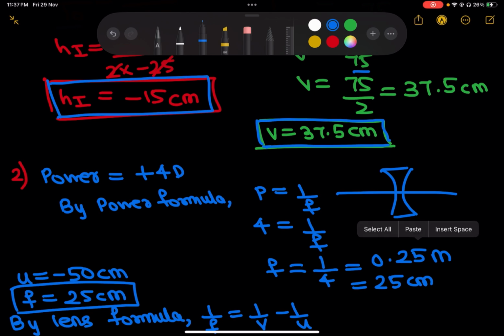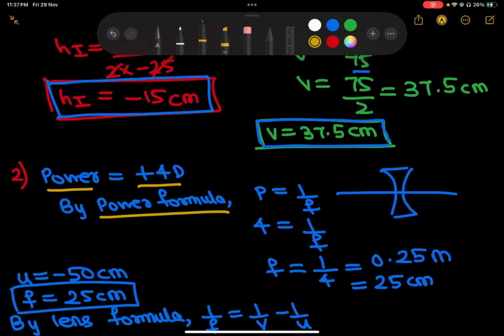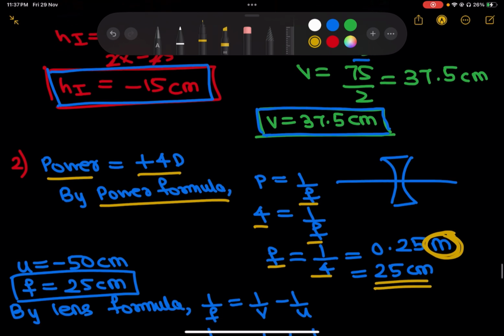Let's see. The power is given as plus 4 diopter. So by the power formula, P is equal to 1 by F. So 4 is equal to 1 by F. F is equal to 1 by 4, which is equal to 0.25 meters. Okay, meters. Always remember P is equal to 1 by F in meters. So we have to convert it to centimeter, 0.25 into 100, that is 25 centimeter, correct?